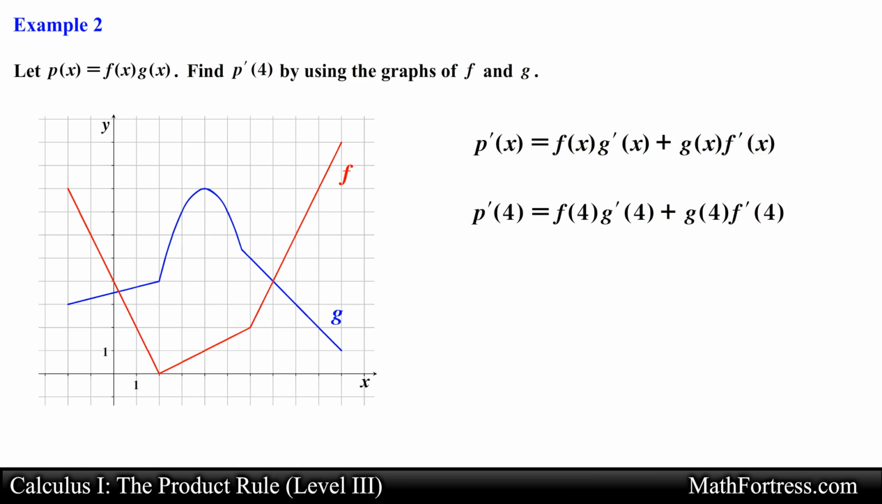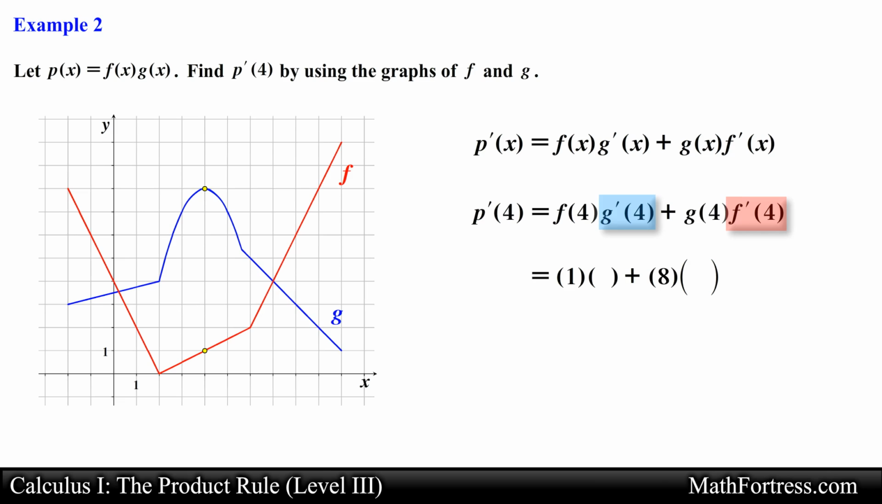We first need to find what f of 4 is equal to. Looking at the red graph, we see that the y-coordinate of this curve at x equals 4 is equal to 1. Likewise, g of 4 can be found by using the blue graph. In this case, it will be equal to 8.